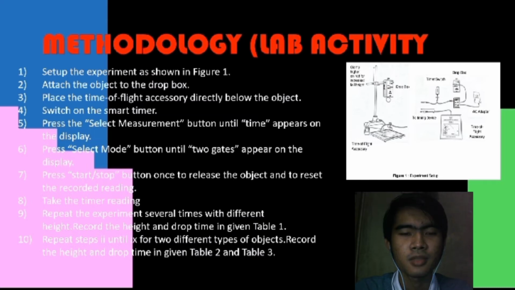Repeat the experiment several times with different height. Record the height and drop time in given table 1. And 10. Repeat step 2 until 9 for two different types of objects. Record the height and drop time in given table 2 and table 3.